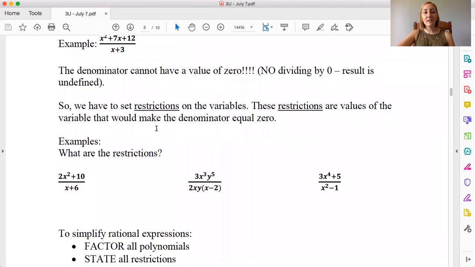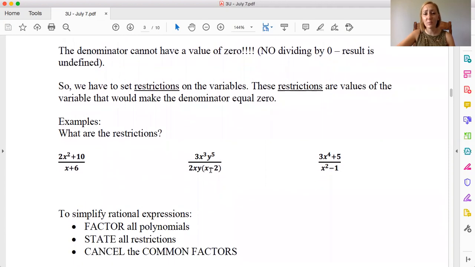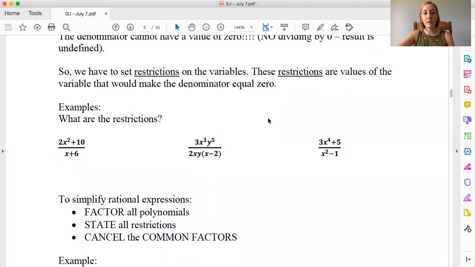The important thing to know is that the denominator cannot have a value of 0, can never, ever, ever be 0. You can't divide anything by 0. It doesn't give you an answer, so the result is undefined. So you can never have 0 as the denominator, which is the bottom number. That's why we have restrictions for those variables, for those denominators.